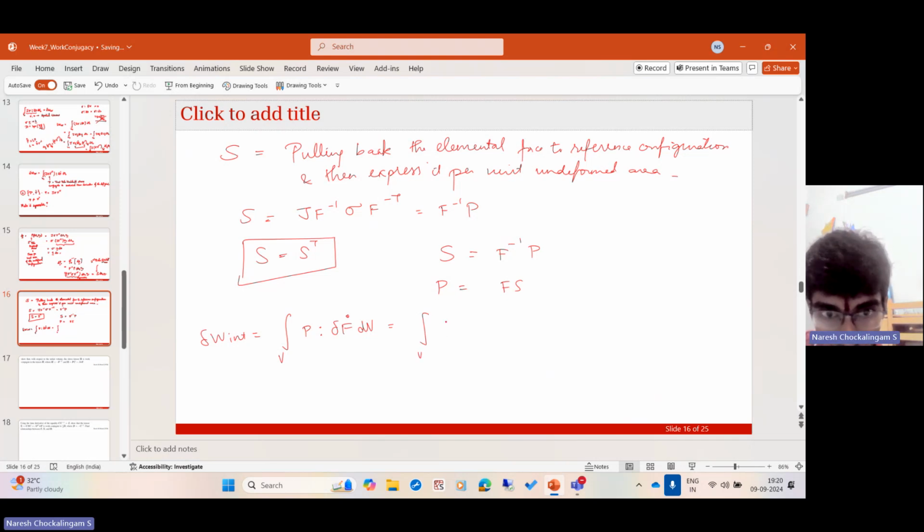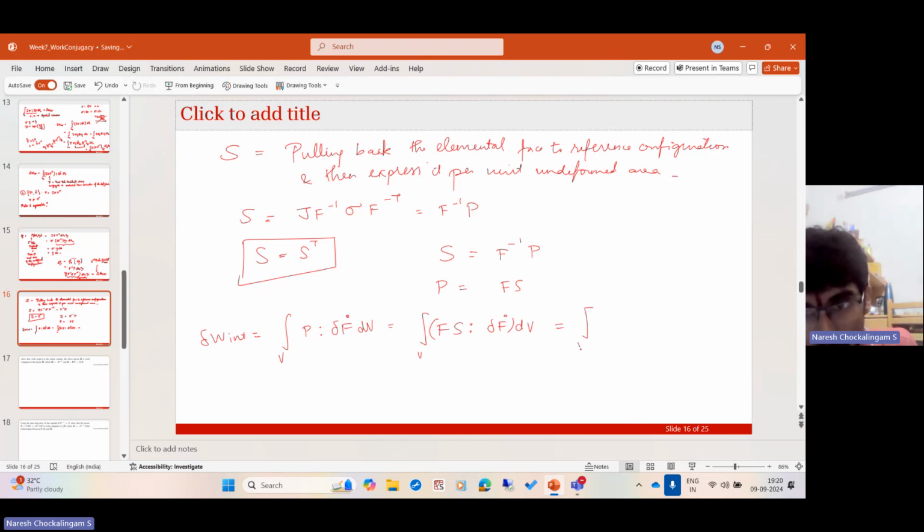In terms of P, substitute F S. So F S, F dot dV. This is a work quantity. We want something multiplied with S, something contracted with S to be this. So let's take this F to the other side.